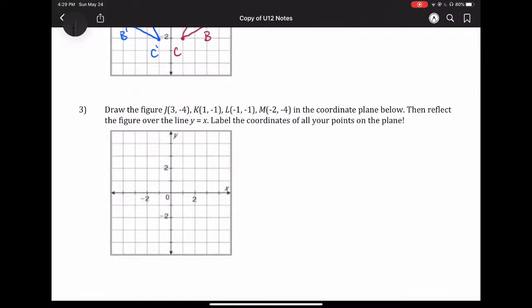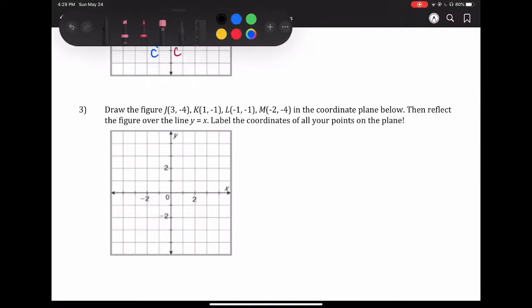Number 3, draw the figure JKLM in the coordinate plane below. Then reflect the figure over the line y equals x. Label the coordinates of your points on the plane.